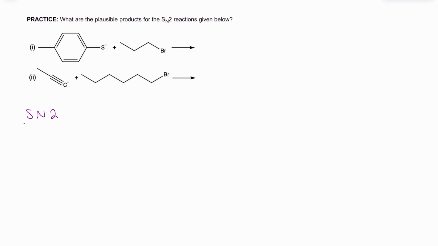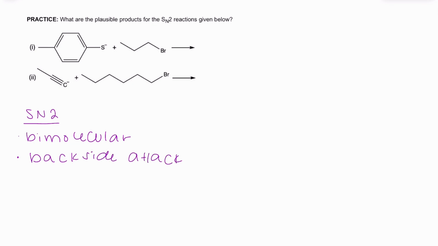SN2 reactions are bimolecular, which means they involve both the nucleophile and the electrophile in the transition state for this step. SN2 involves the backside attack of the nucleophile and removal of the leaving group that occur simultaneously. And lastly, stereochemistry. Stereochemistry for SN2 reactions is always going to be reversed stereochemistry.